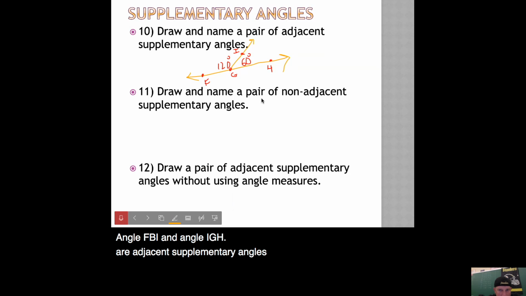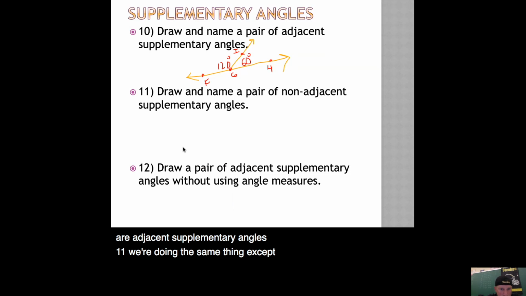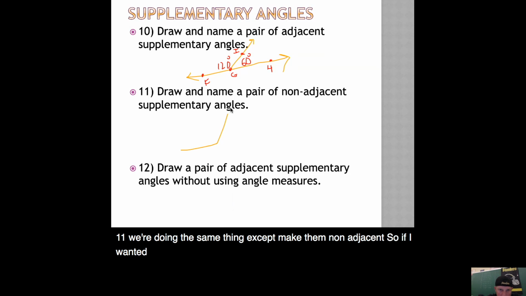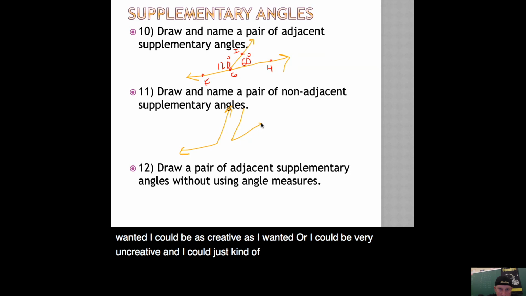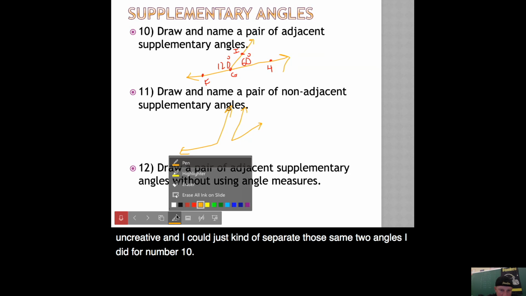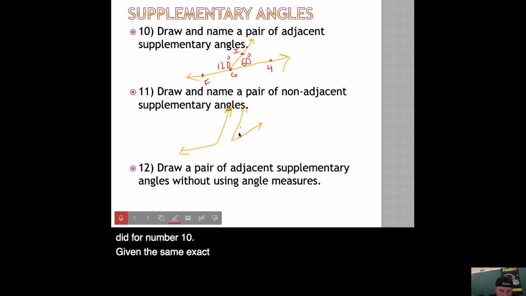Number 11, we're doing the same thing except make them non-adjacent. So if I wanted to, I could be as creative as I wanted, or I could be very uncreative and I could just kind of separate those same two angles I did for number 10. Give them the same exact names, same exact measures, but just split them apart.